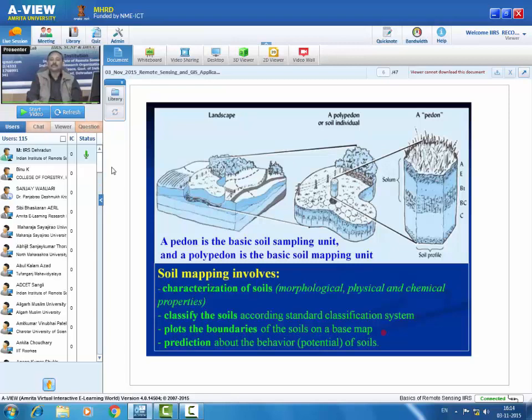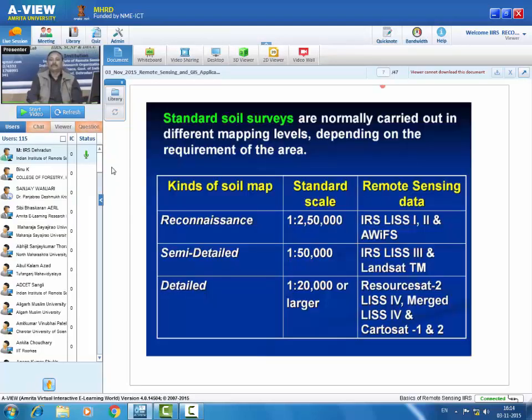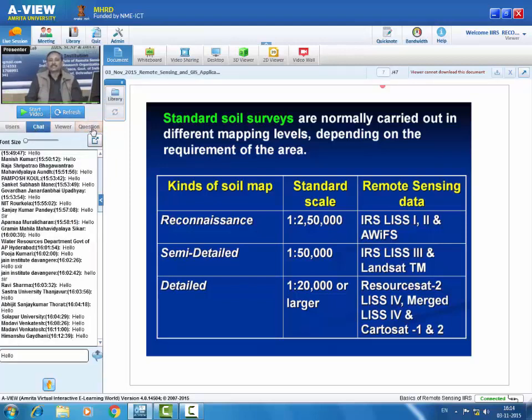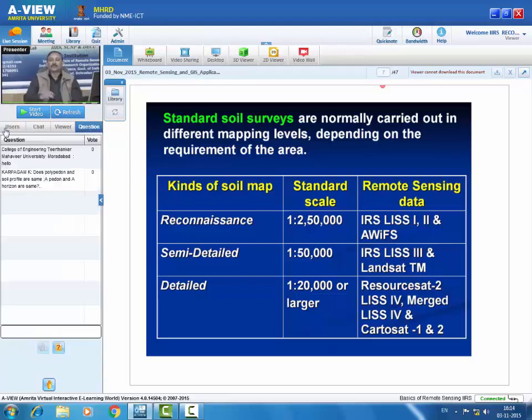The soil is useful for what purposes? So we make the prediction, that is known as land evaluation. Soil maps are prepared at three scales in general. One is the detailed, which is prepared at 1:20,000 scale. Semi-detailed, the standard scale is 1:50,000, and the reconnaissance survey or reconnaissance soil map is at 1:250,000 scale.